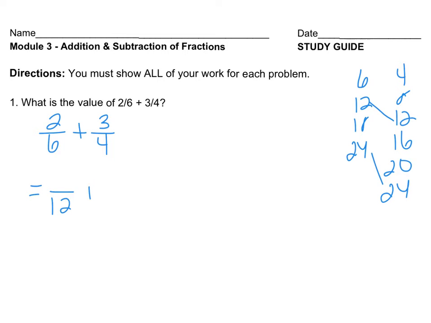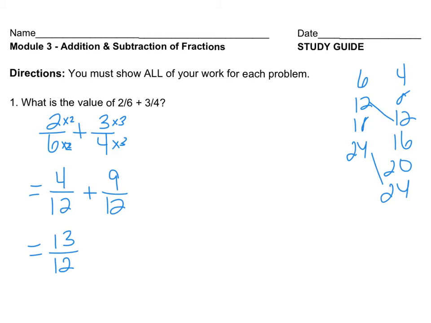So 12ths plus 12ths. Well, 6 times 2 is going to get me 12, and what I do in the denominator, I must do in the numerator. 2 times 2 is 4. That's my new numerator. So now I'm doing 4 times 3 equals 12, and what I do in the denominator, I do in the numerator. 3 times 3 is 9. And so now I just add 4 plus 9 because the denominator stays the same. So 4 plus 9 is 13.